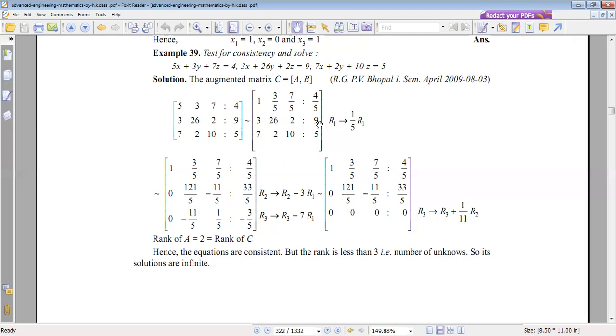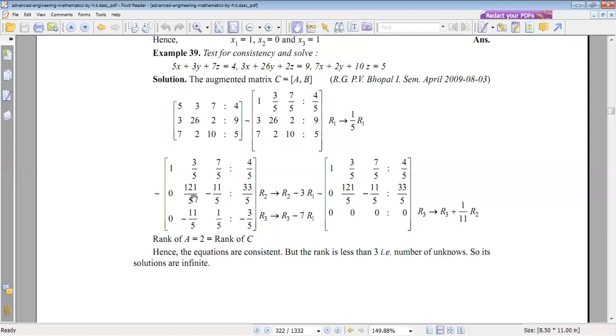Again for row 3, what do you get? 7 minus 7 into 1, that means 7 minus 7, which is equal to 0. So in the same way we make this operation: row 3 tends to row 3 minus 7 row 1. Clear? Now, after calculating, we got this.